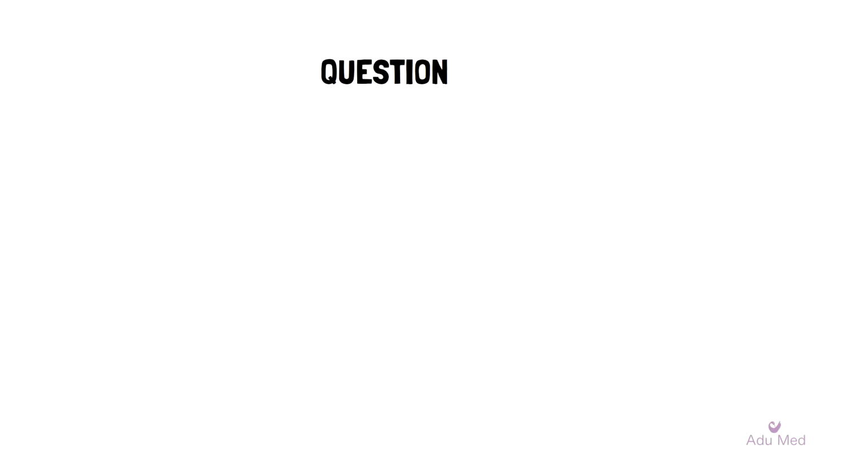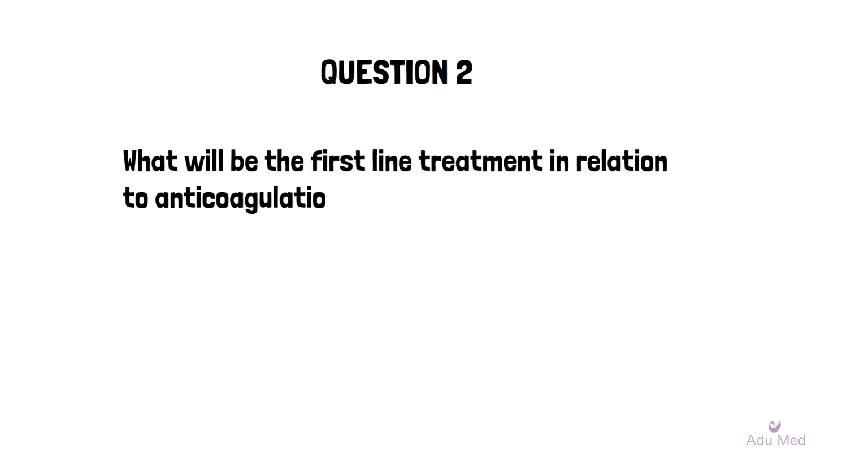So, on to our second question. As this patient qualifies for anticoagulation, what will be the first line treatment? Well, DOACs are usually first line, but in this particular case, they are contraindicated as the patient has a reduced creatinine clearance of less than 15. Therefore, warfarin will be more appropriate in this case.